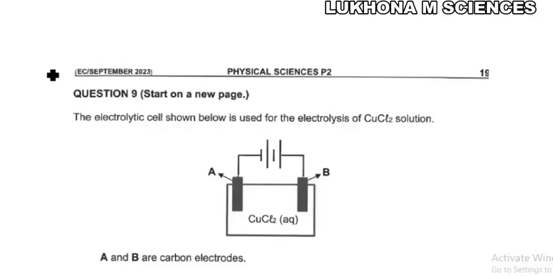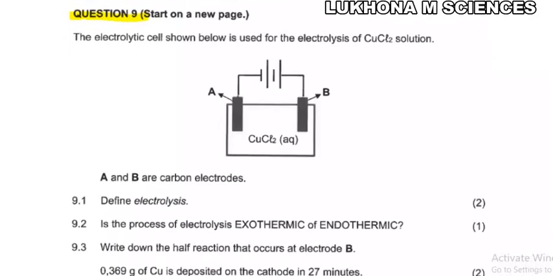Good day, good day. Let's quickly do this question. Question number 9 of September 2023. This is an electrolytic cell. The electrolytic cell shown below is used for electrolysis of CuCl2, that is copper chloride.